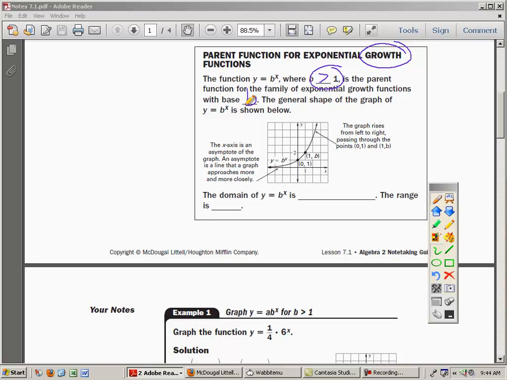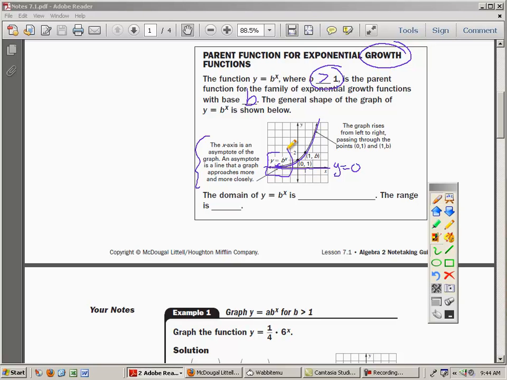The general shape of the graph of y equals b to the x is shown below. A couple of things that we should be aware of. First of all, the x-axis is an asymptote. So essentially the line y equals 0 is an asymptote. And what that says is that my exponential function is going to get very, very close to 0, but will never actually reach it. We can zoom in on this as many times as we want to with our graphing calculator, for example, and we'll see that that line will always be above the x-axis.